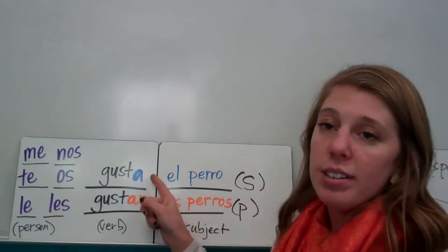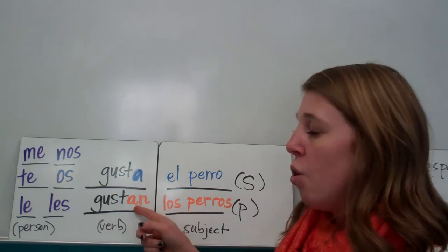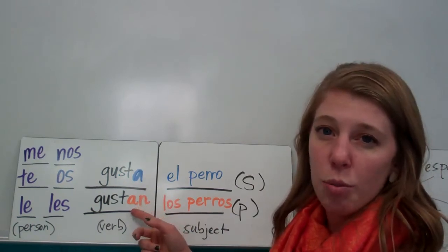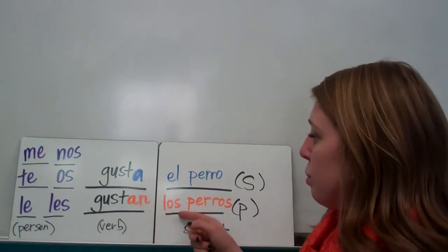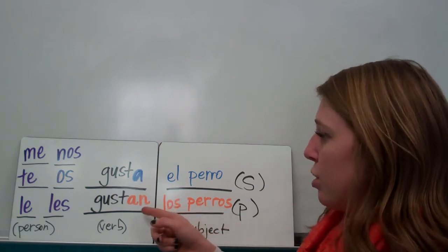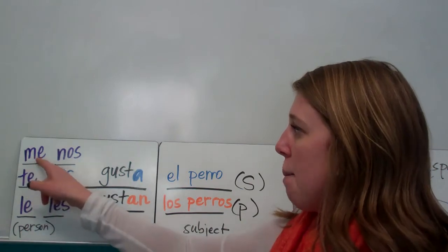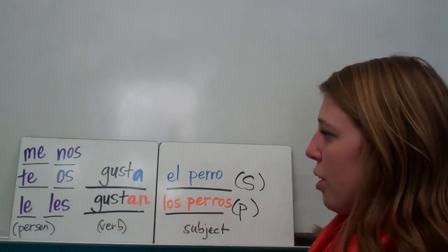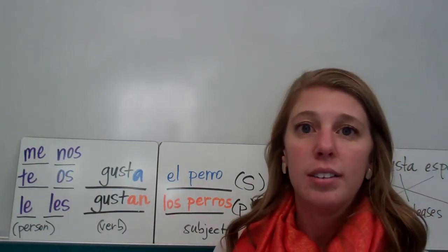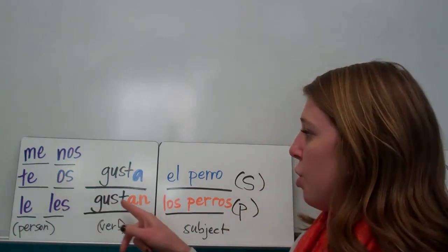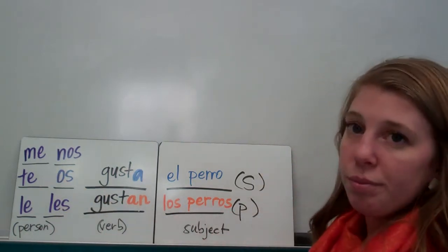And we're only going to have the singular form, so the el form, or the plural form, the ellos form of the verb. Okay? So now let's move on to the plural one. So los perros gustan. To say the dogs please me, we're going to say me gustan los perros. To say the dogs please y'all, it's going to be os gustan los perros.